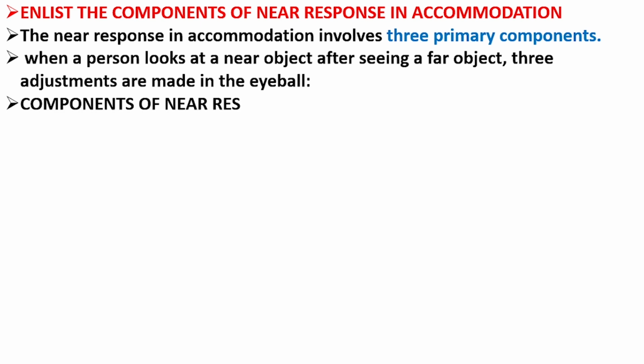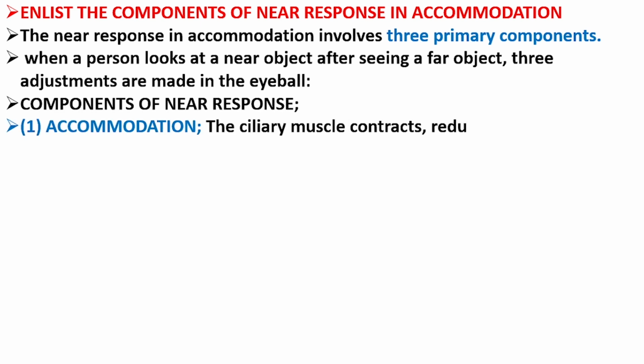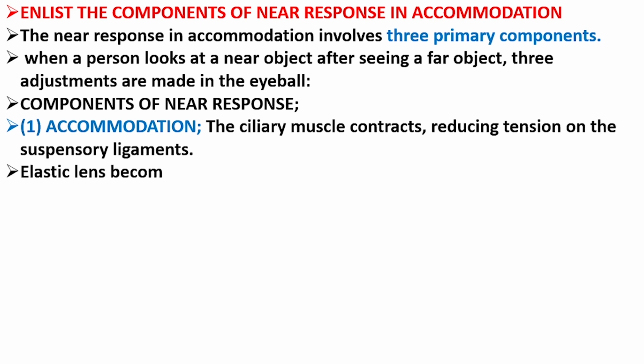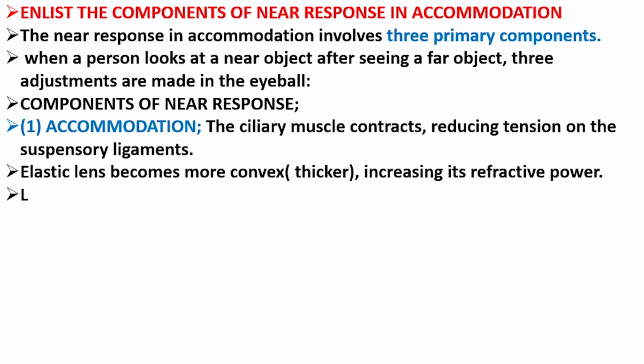Components of near response. 1. Accommodation: the ciliary muscle contracts, reducing tension on the suspensory ligaments. The elastic lens becomes more convex and thicker, increasing its refractive power, so light rays from near objects focus on the retina.